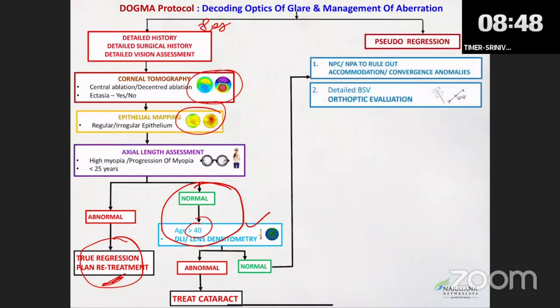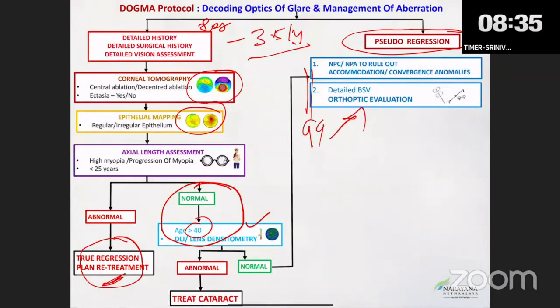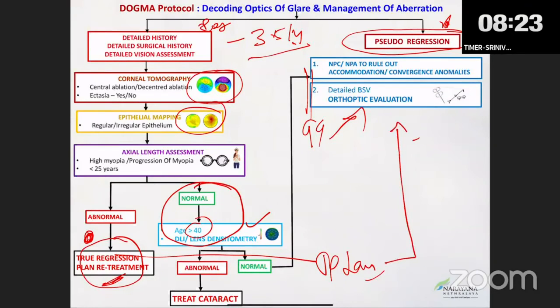But what is most important is pseudo-regression. This is a patient who may have even up to -3 or -4 diopters of regression. In 99% of my practice, this is the problem: most of the time, pseudo-regression is looked at as a true regression, and sometimes it's just treated with laser correction. But after a few months, you go back again to -3, because the regression is not related to a change in your axial length or change in your curvature. It's because of poor accommodation and convergence, which needs to be taken care of.